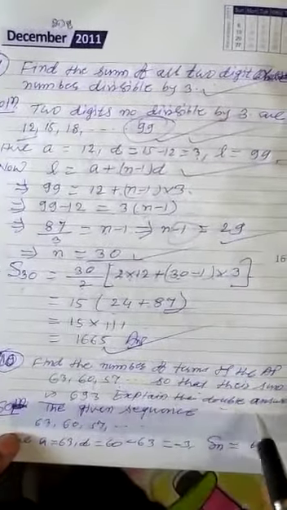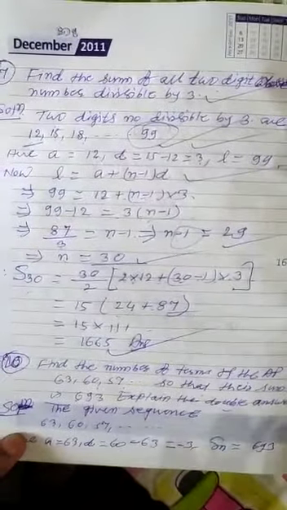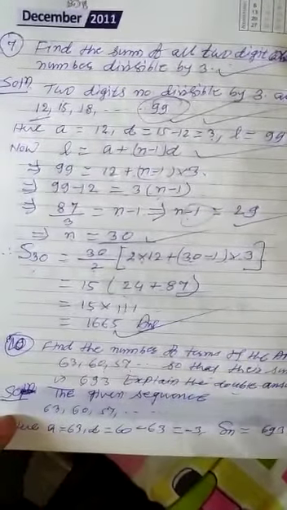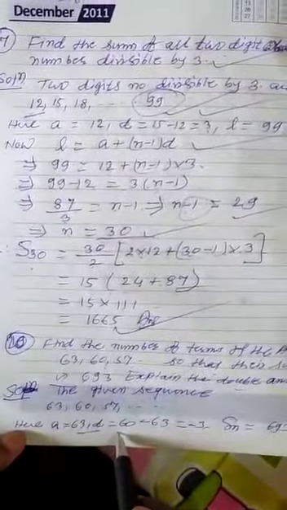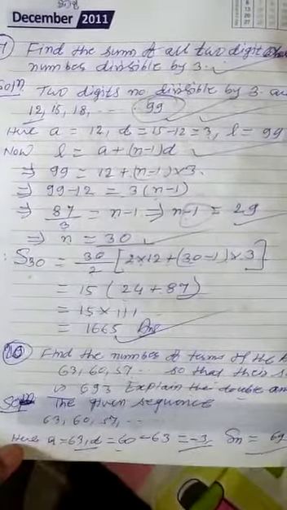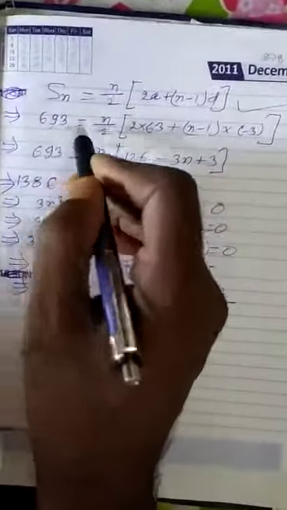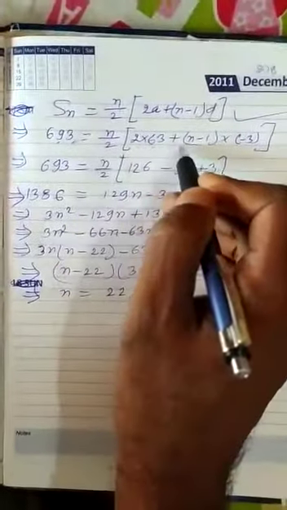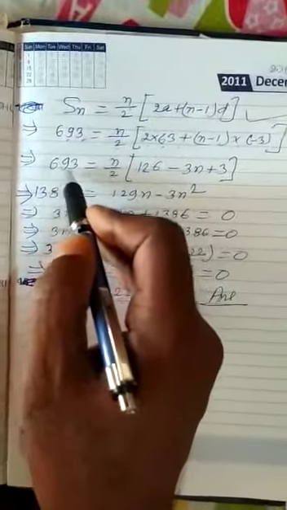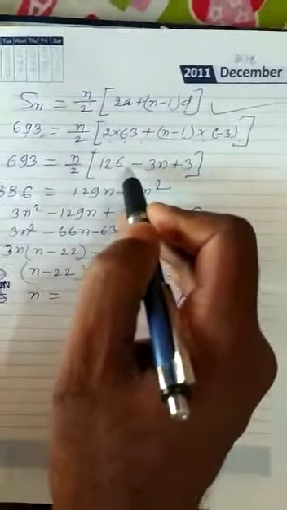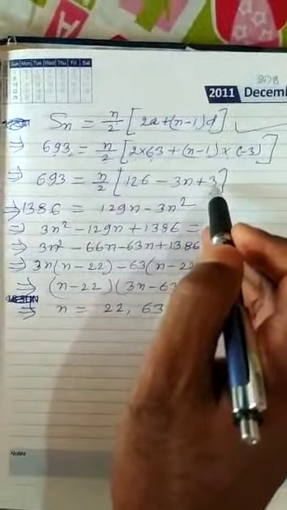Find the number of terms of the AP 63, 60, 57 so that their sum is 693. Explain the double answer for the given sequence. Suppose that a is equal to 63, d is equal to minus 3, Sn is equal to 693. Sn is equal to the formula n by 2 (2a plus (n minus 1) into d). 693 is n by 2 (2 into 63 plus (n minus 1) into minus 3), 693 is n by 2 (126 minus 3n plus 3).